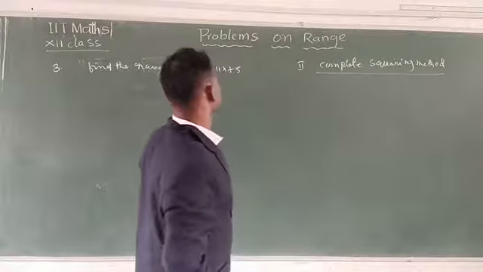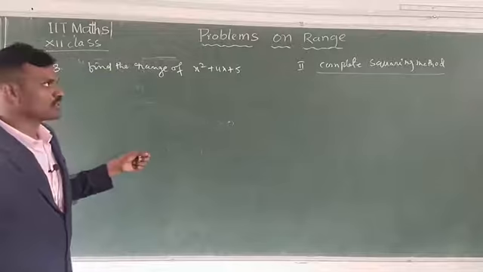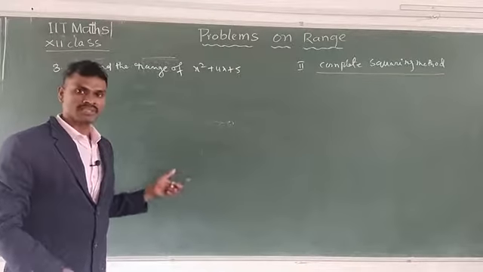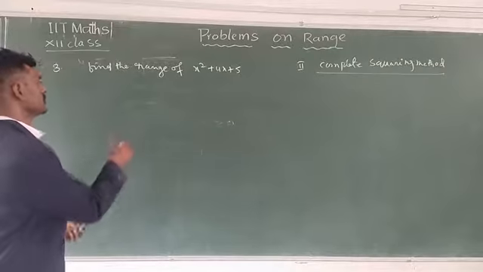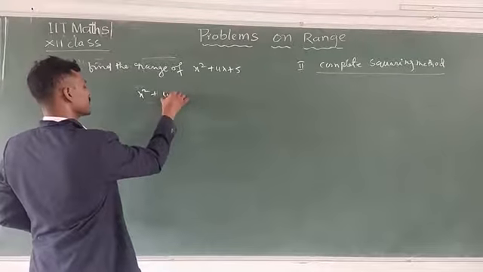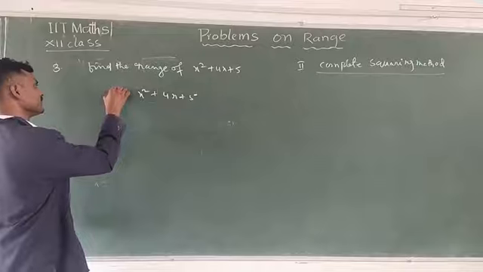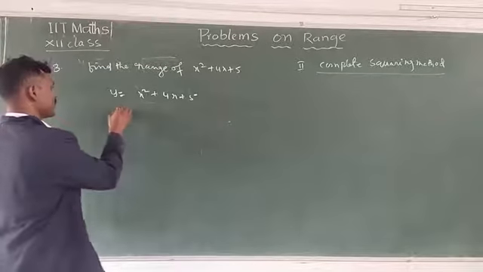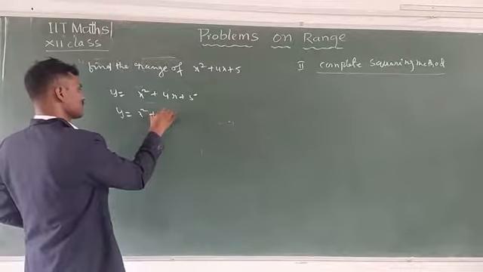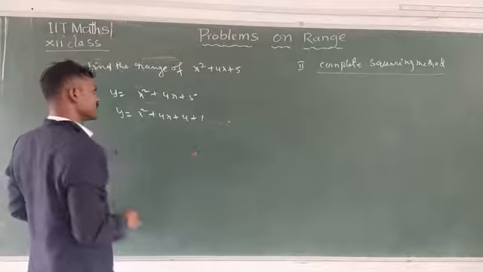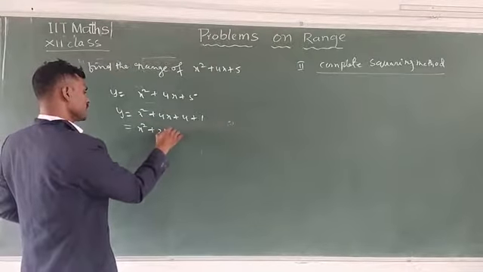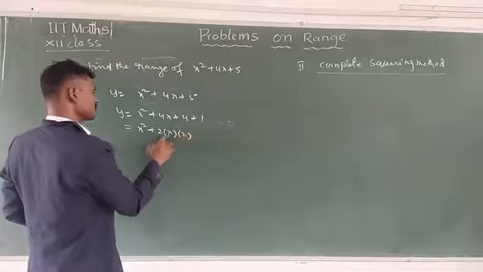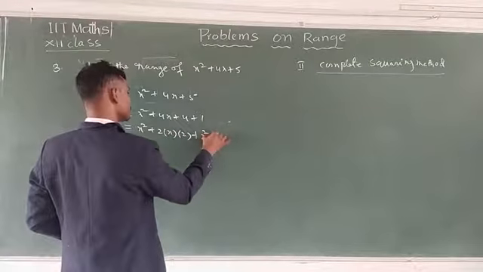See here, this is the second method to find the range, by using the completing the square method. By using this problem, I will explain. See here, x square plus 4x plus 5 is given. This is y. Now y is equal to x square plus 4x plus 4 plus 1 you can write here. Now this is rewritten as x square plus 2 into x into 2, that is 4x, plus 2 square plus 1.